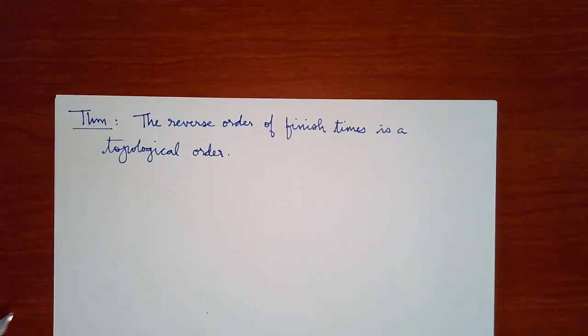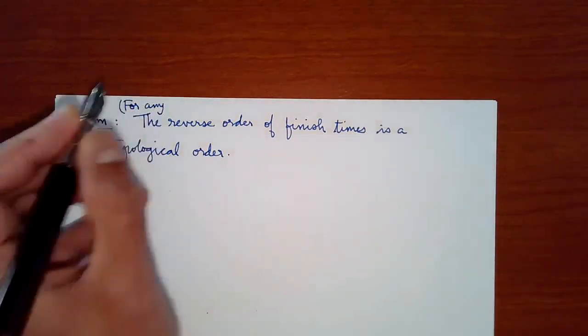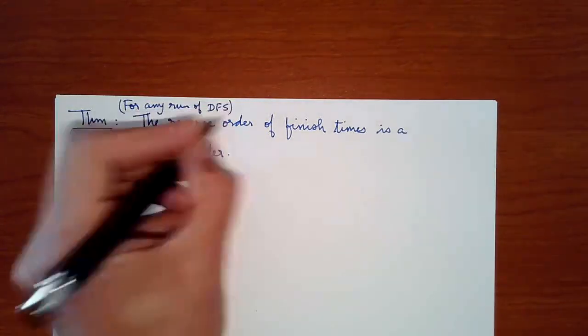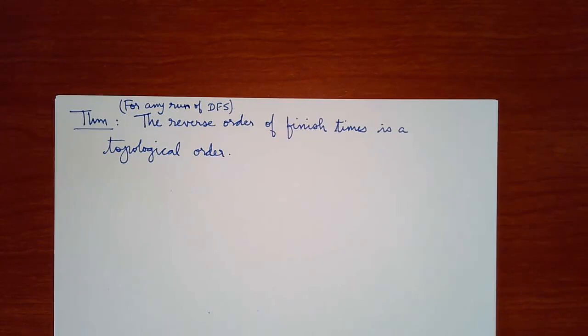This is remarkable because no matter how you do DFS, for any run of DFS, even though DFS may order things in the most adversarial way possible, the reverse order of finish times is a topological order. Any questions about just the statement itself?